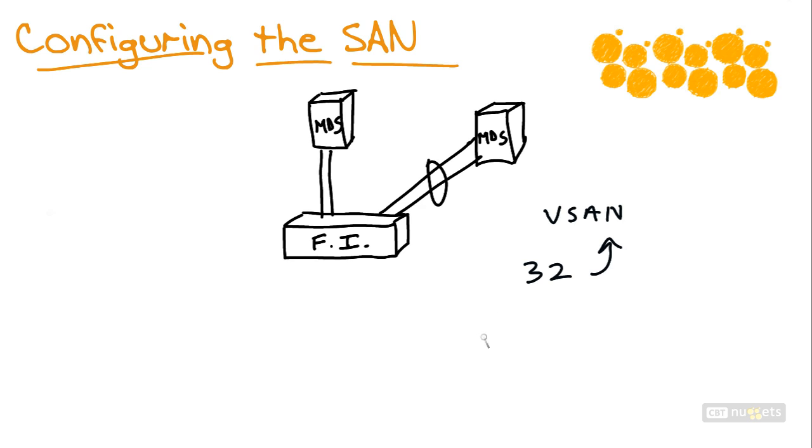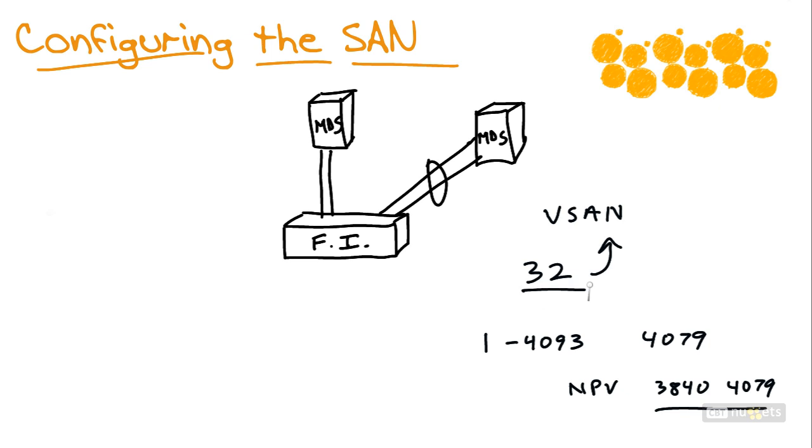We have numbering ranges from 1 to 4,093. 4,079 is reserved, and when we're in the default N-port virtualization mode, 3840 to 4079 are also unavailable. So watch out for identification numbers for our virtual storage area networks that we cannot use. Again, remember, we can only have 32 active at a time, so we're going to find plenty of available IDs.